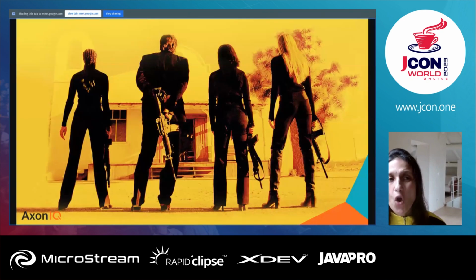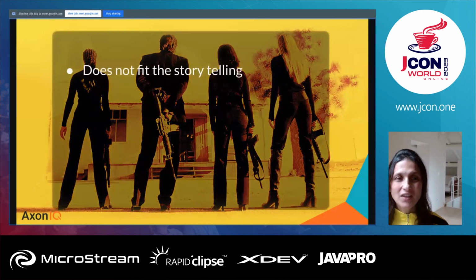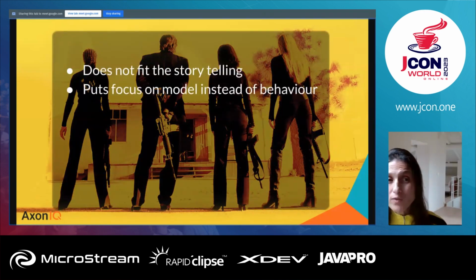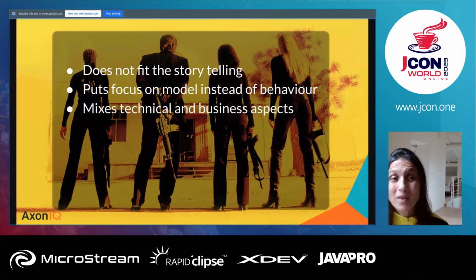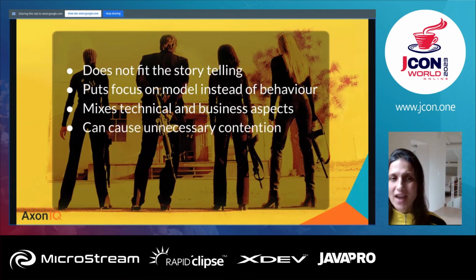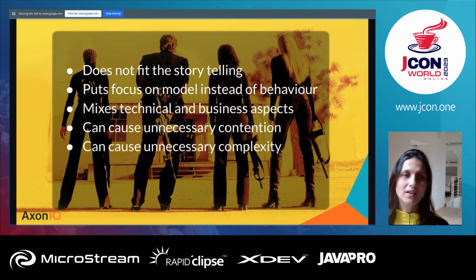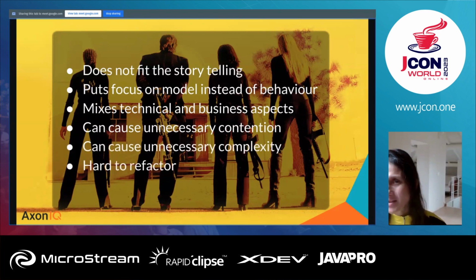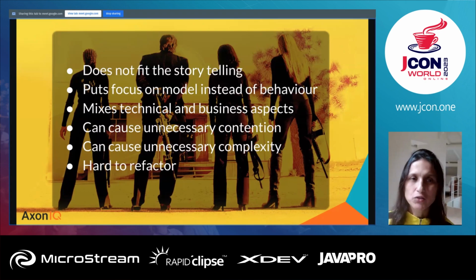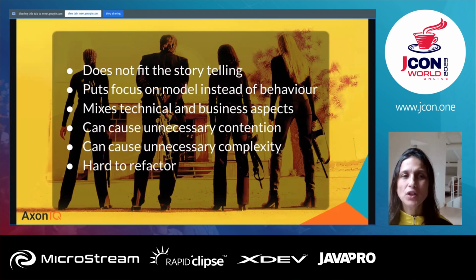So here they are, all the negative elements of the aggregate. The aggregate does not fit the storytelling. It moves the focus from the behavior to the model. It mixes technical and business aspects. It can cause unnecessary contention and complexity. And in some cases, it is difficult to refactor. So we just need to shut it down.